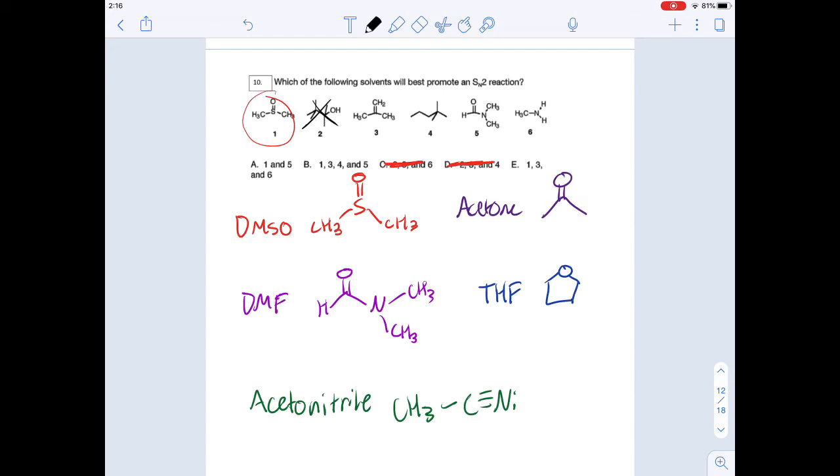Number 3, they're trying to trick you with a molecule that looks similar to acetone, but you have to remember that acetone does have the ketone on the top, not a CH2. So number 3 is not it. So you can eliminate B and E, and your answer is A. So let's look at number 5 just to make sure that makes sense. 5 is the structure of DMF, so that does make sense. And 6, they were trying to make it look like DMF, but it's not. And 4 is not even polar at all. So that leaves you with A as your answer to number 10.